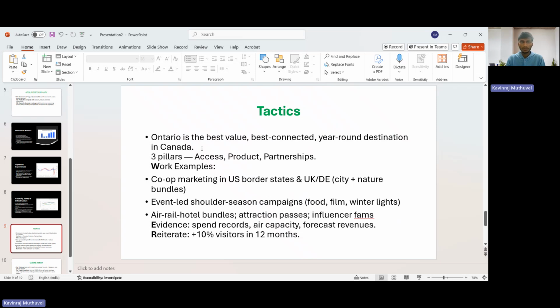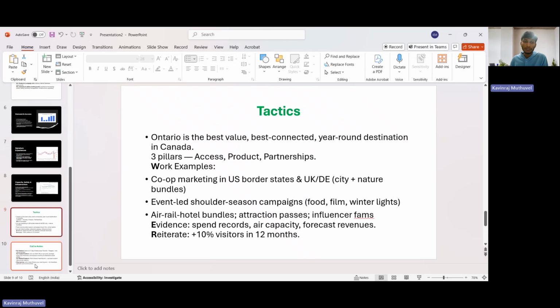Year-round destination with three pillars: access, product, and partnerships. Core marketing uses border states, city and nature bundles, event-led shoulder season coverage, and winter sites; air and rail bundles, attraction buses, influencer fam trips. Evidence: spend records, air capacity, and forecast revenues are right at our goal, reiterating 10% more visitors in 12 months.